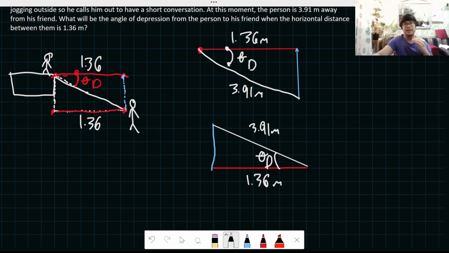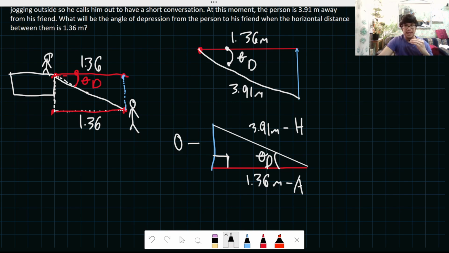Now we can label the parts of this right triangle. Here, 1.36 meters, since it's next to the angle, is your adjacent. The hypotenuse would be 3.91, which is obvious. And this one is the opposite because it's not adjacent to the angle of depression.